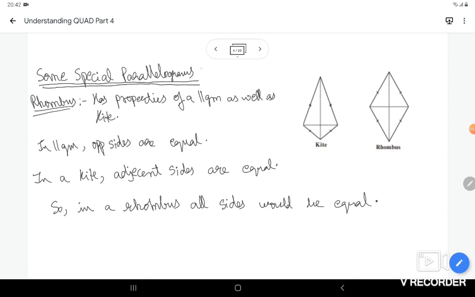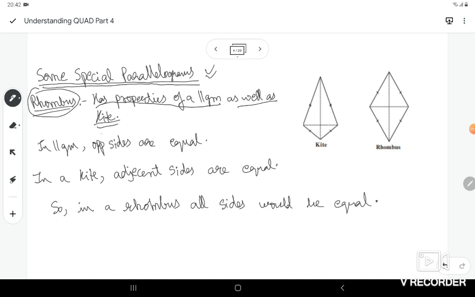In the previous video we have learned about parallelograms and their properties and solved questions on that. Today we are going to see some special types of parallelograms. The first type is the rhombus. A rhombus has the properties of a parallelogram as well as that of a kite.